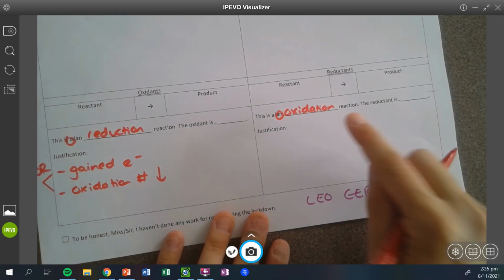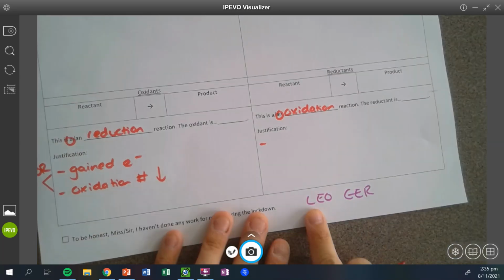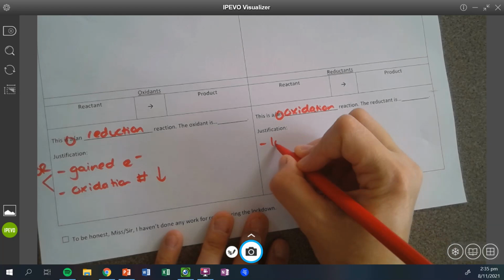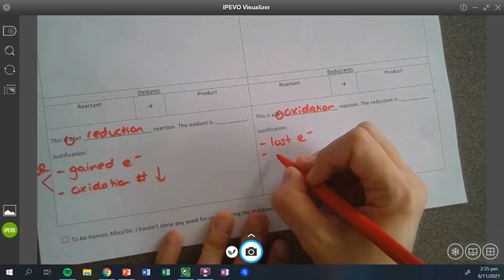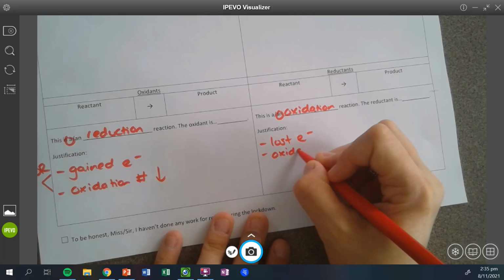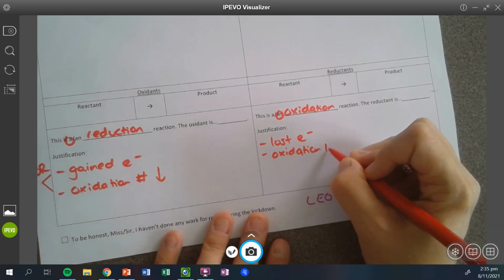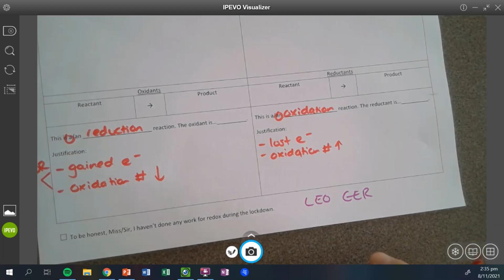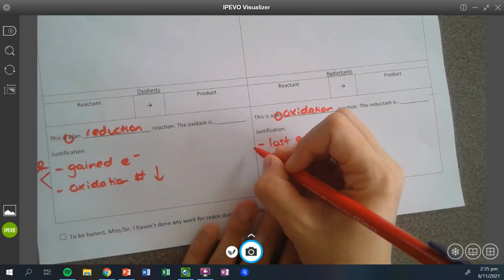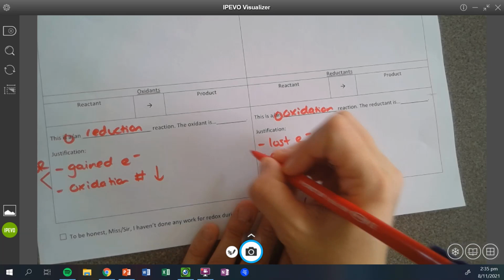All right, with the oxidation reaction then, Leo, loss of electrons. So this guy has lost electrons. This one is the oxidation number has increased. Remember that the electrons are negative. So if I lose electrons, I'm losing that negative value, so my oxidation number increases. Again, this is an or option.